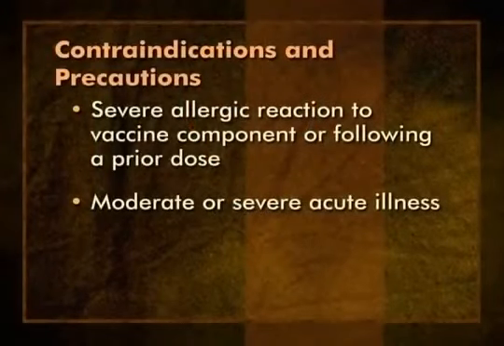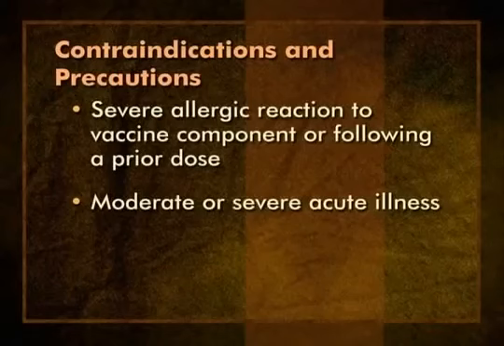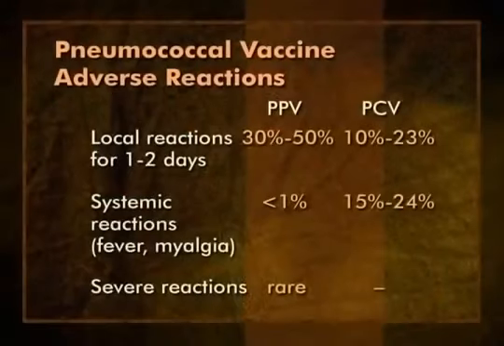Contraindications and precautions for pneumococcal conjugate vaccine are the same for both pneumococcal polysaccharide and pneumococcal conjugate vaccines. A history of a severe allergic reaction to a vaccine component or following a prior dose is a contraindication to vaccination. Moderate or severe acute illness is a precaution, and vaccination should be delayed until the acute illness improves. Adverse reactions following pneumococcal vaccines are similar to other inactivated vaccines.